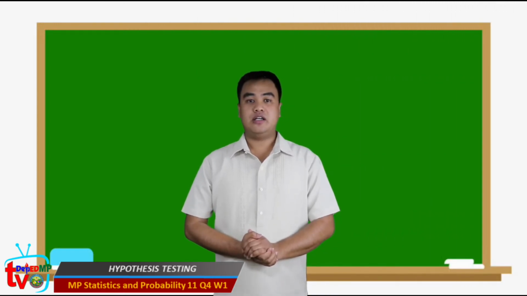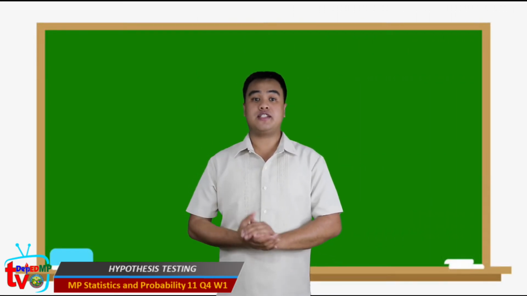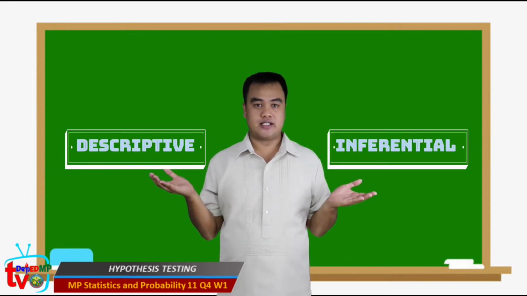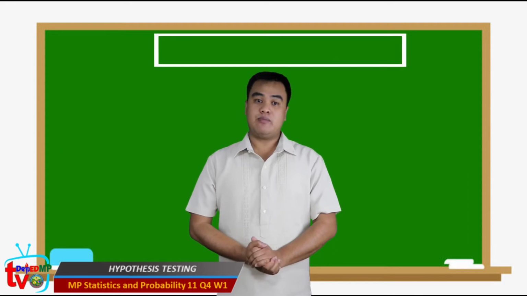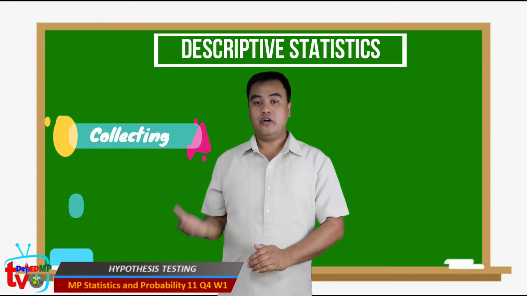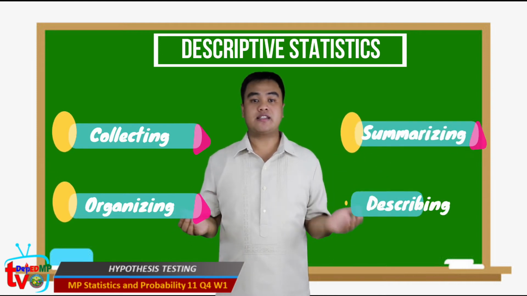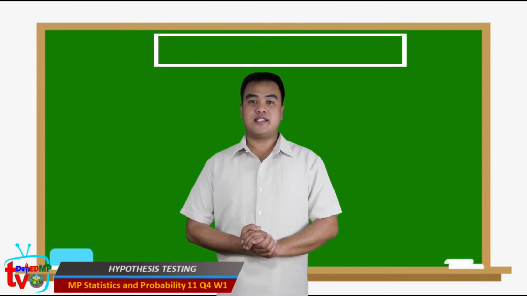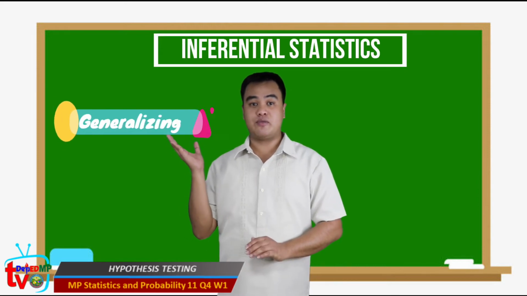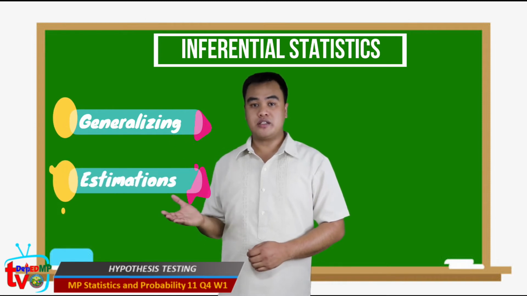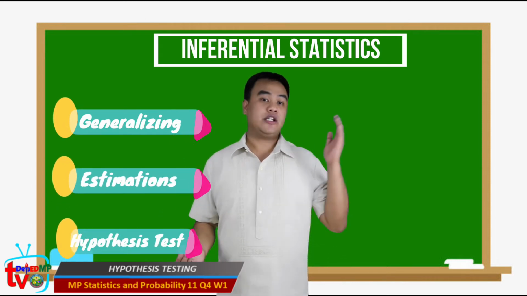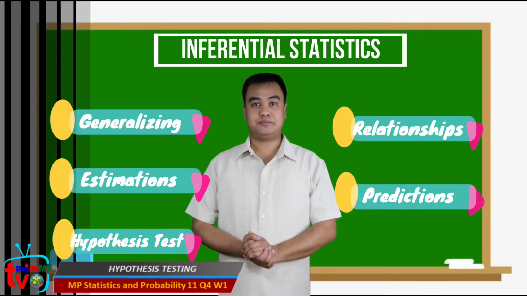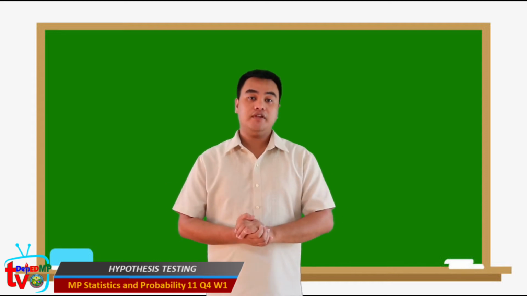In junior high school, you were taught that there are two branches of statistics. These are descriptive statistics and inferential statistics. Descriptive statistics is a method of collecting, organizing, summarizing, and describing data from sample or population. Inferential statistics is a method consisting of generalizing from samples to populations, performing estimations and hypothesis tests, determining relationships among variables, and making predictions. The decisions we need to do in life are oftentimes hard.